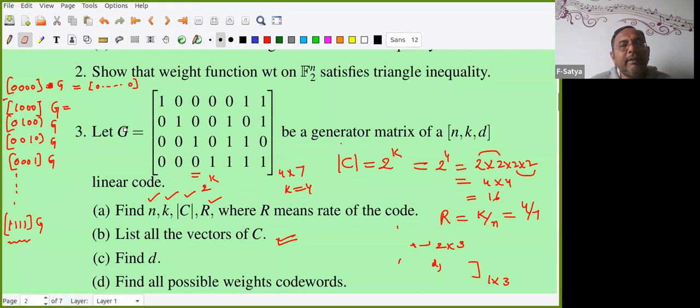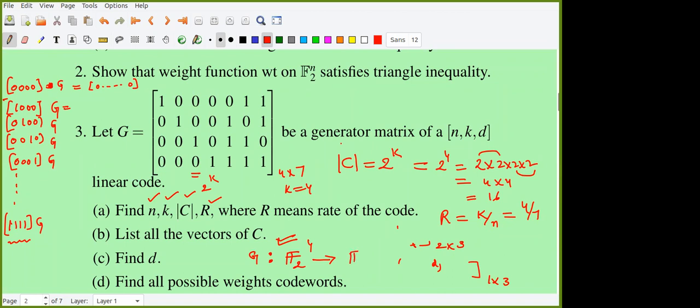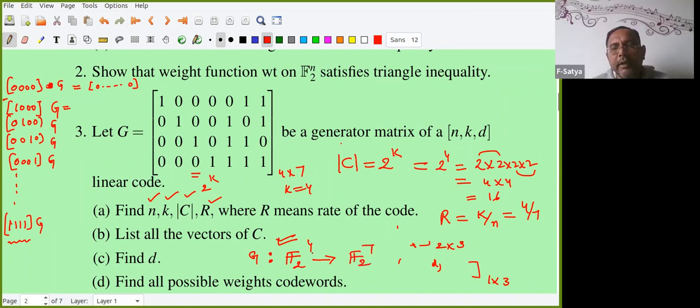So G is a map. G is a map from where to where? G is taking vectors from F to the power 4, taking to F to the power 7. It is a 1-1 map because the rows are linearly independent. So these are all distinct. We are going to get distinct vectors, but they are of length 7. That is this C.